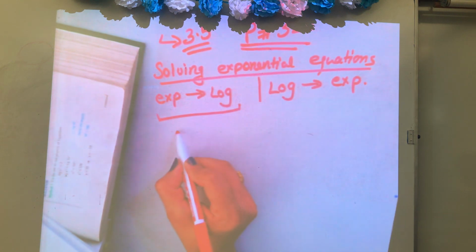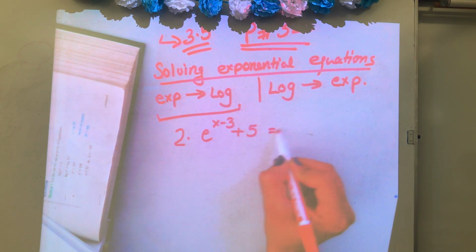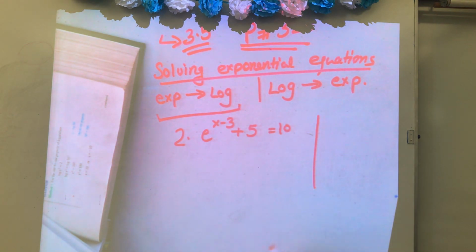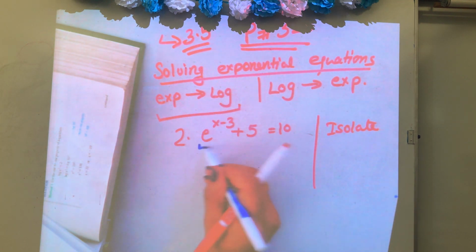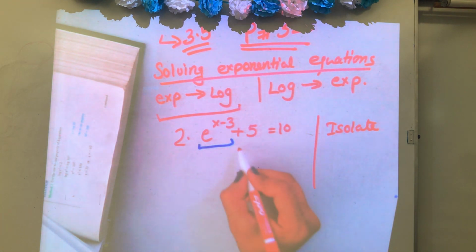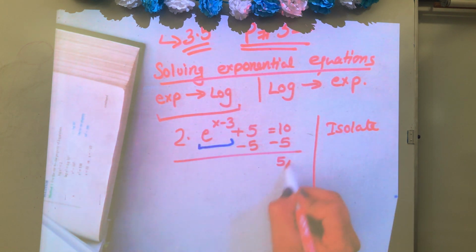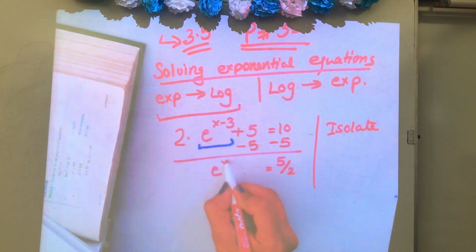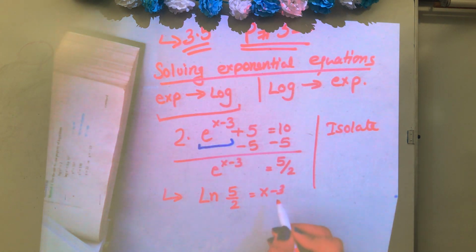Here's the first example. Let's say I have 2 times e to the x minus 3, plus 5, and it's equal to 10. First step, you need to isolate the exponential part, which is this piece in this equation. In order to isolate, I would take away 5, then I would divide by 2, so this becomes e to the x minus 3 equals 5 over 2. Now this is exponential by itself, switch it to ln.